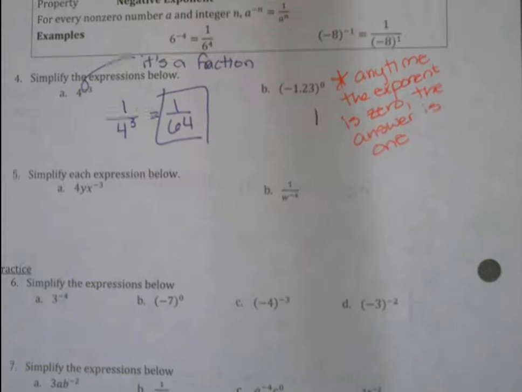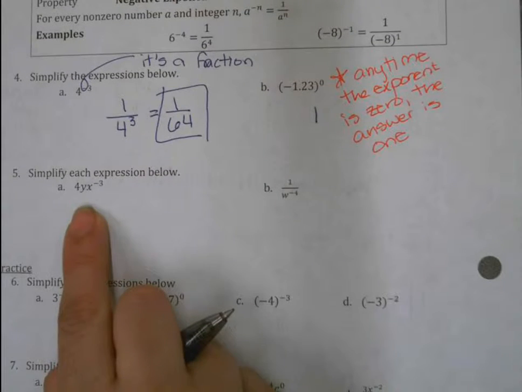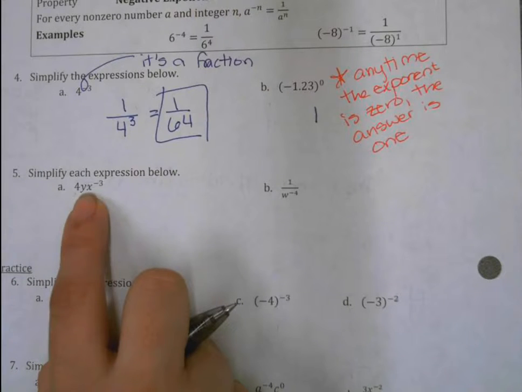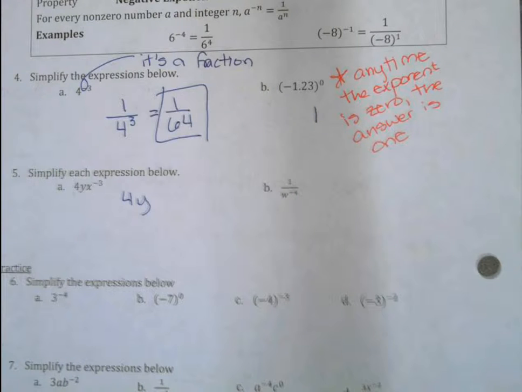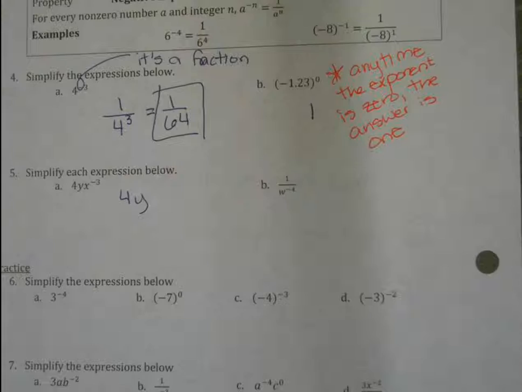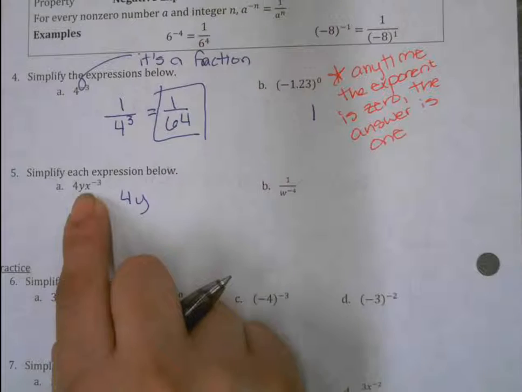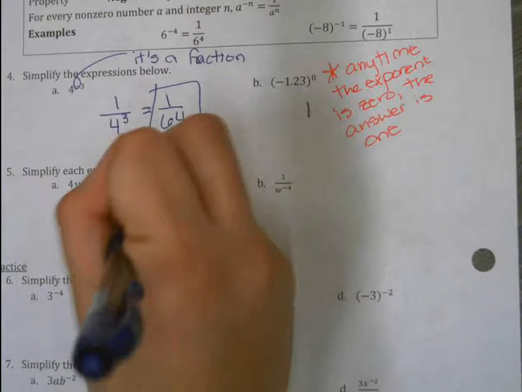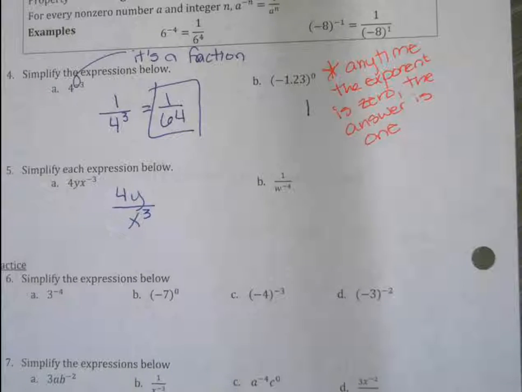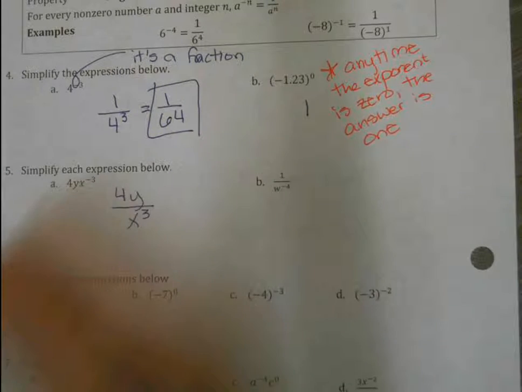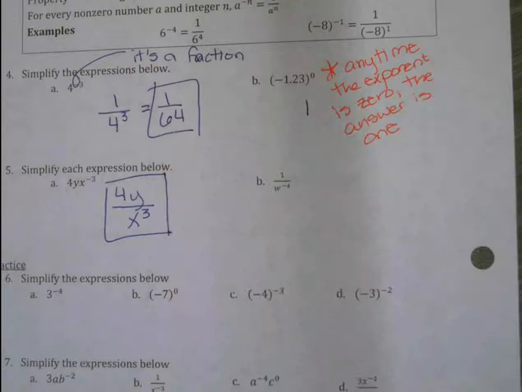Okay, on number 5, this first one says simplify the expression, which means it wants me to have positive exponents. So the 4 and the y are fine. They don't have any exponents. But the x has a negative exponent, so I'm going to turn it into a fraction, move the x to the bottom, and then make it a positive 3. When I see negative exponents, I think of how the negative sign looks like a fraction bar, and that helps me remember that it needs to become a fraction.